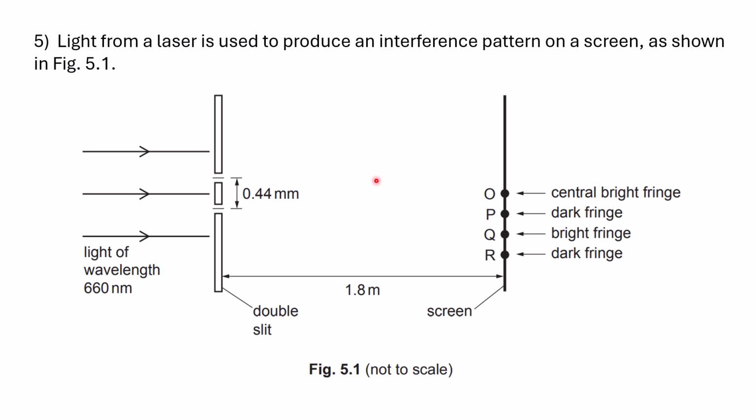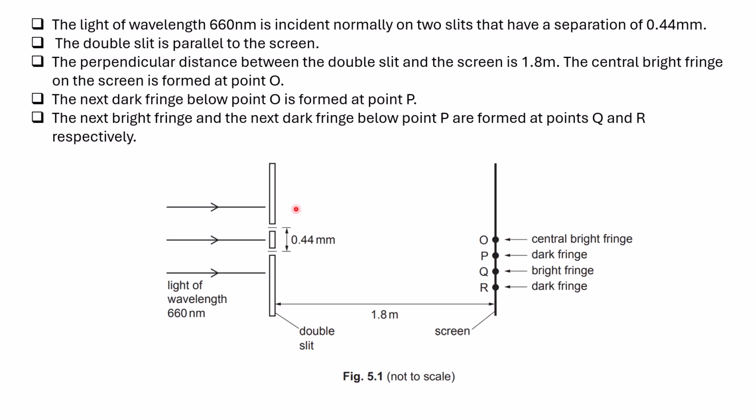This question is about double slit. Great review. Light from a laser is used to produce an interference pattern on a screen as shown in this picture. The light of wavelength 660 nanometer is incident normally on two slits that have a separation of 0.44 nanometer. The double slit is parallel to a screen. The perpendicular distance between the double slit and the screen is 1.8 meter.